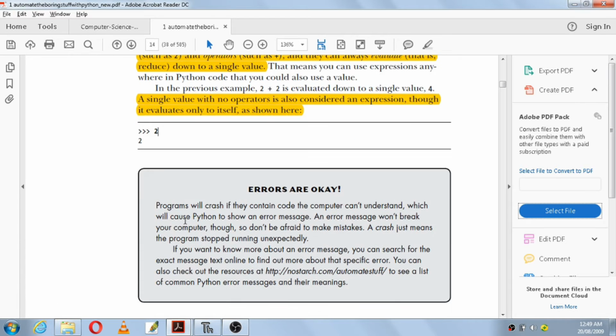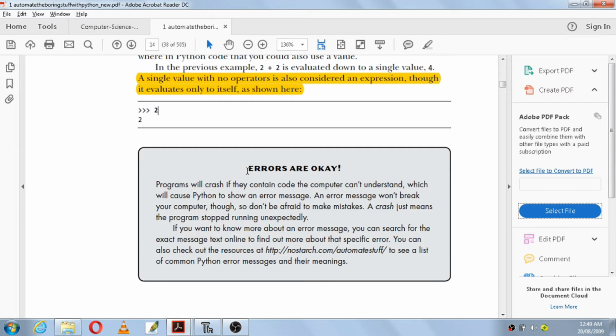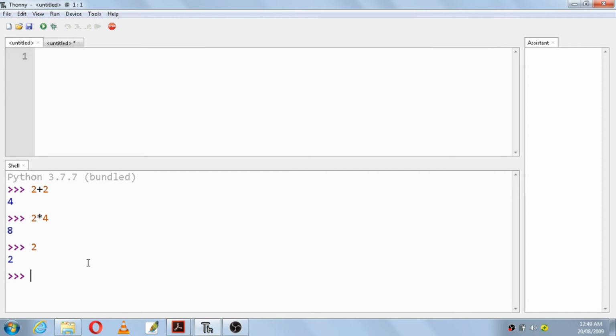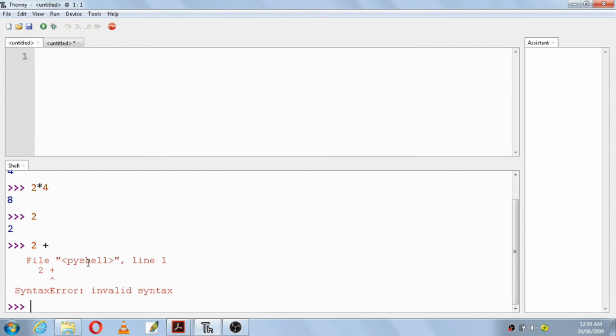Next, they are saying errors are okay. Errors are okay means you can make errors in the interactive shell and you need not worry that your computer will break down. You can try many programs here by trial and error without thinking about what will happen to the computer or the software. For example, if I write 2 plus, and I don't give one more value, then it will show an invalid syntax.